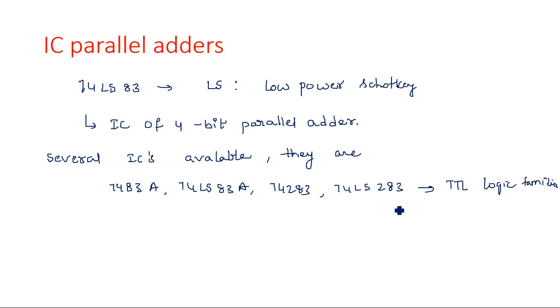We have several logic families like TTL, DTL, RTL, and CMOS. TTL, the transistor logic family, is used for the fastest operations. These four are commonly used. Among them, the most commonly used ones are 74LS283 and 74LS83, which are 4-bit parallel adders.